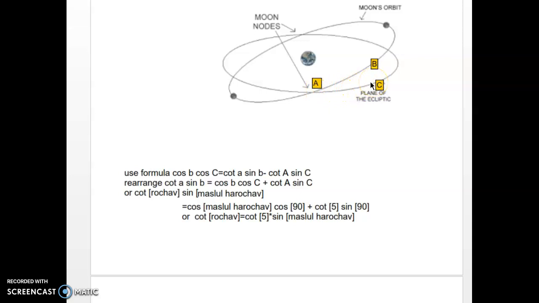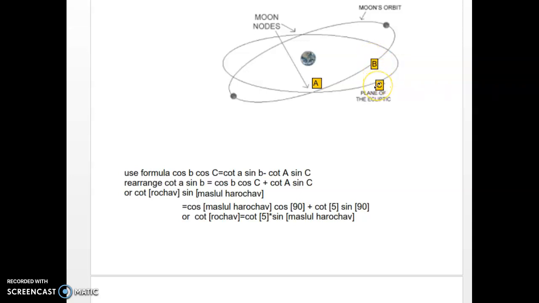So what we know in this triangle: we know the side b. b is Maslul Roichav. We know big A. Big A is 5 degrees. Yes, that's the inclination. We also know, although it's not so obvious in the picture, big C.